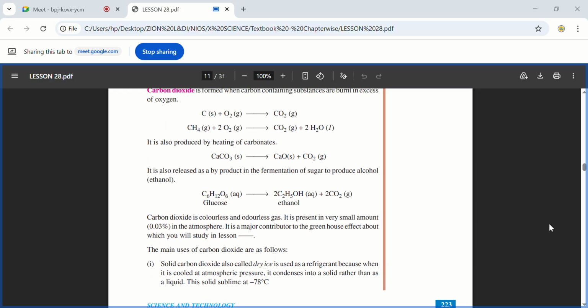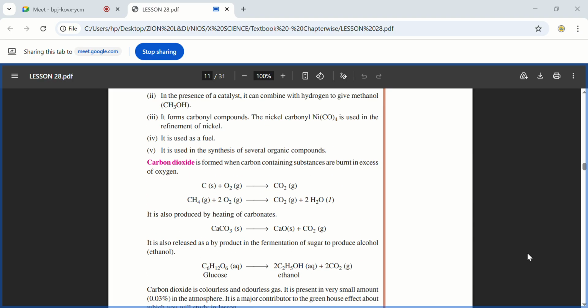It is also produced by heating of carbonates. CaCO3 solid gives CaO solid plus CO2 gas. It is also released as a byproduct in the fermentation of sugar to produce alcohol, ethanol.